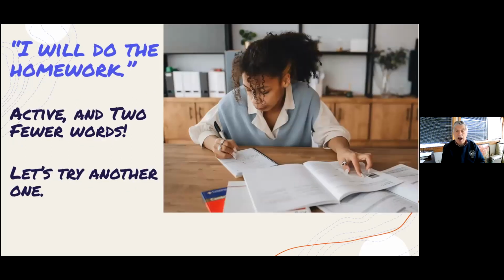I will do the homework. All right, it's clear. Boom, right to the point, more concise, and you use 2 fewer words. I will do the homework instead of the homework will be done by me. It's clearer, it's active, and you're using fewer words. All right, let's try another one.